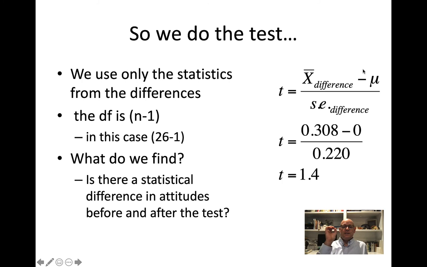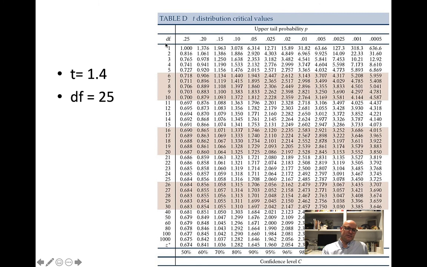So in other words, we expect zero change if the null hypothesis is true. The experiment didn't work, like the stimulus didn't work. So what we do is we compare the difference between before and after to zero. And was the difference big enough to be statistically significant? We'd look it up. 25 degrees of freedom because they had 26 students. So we'd go down here, 25, and I would look for 1.4. Now it's between 0.10 and 0.05.